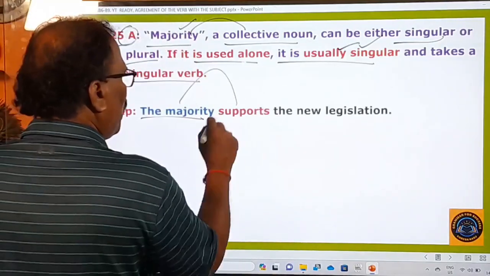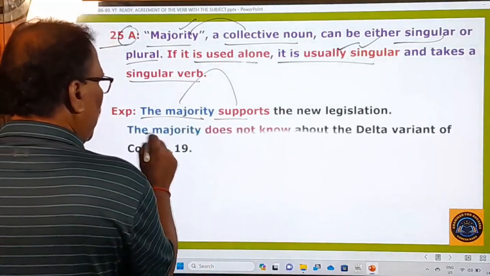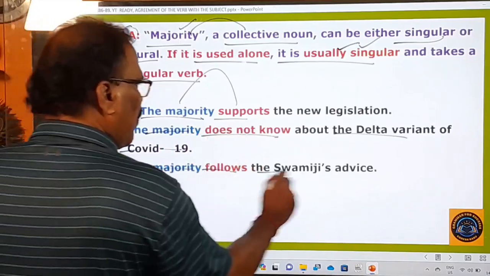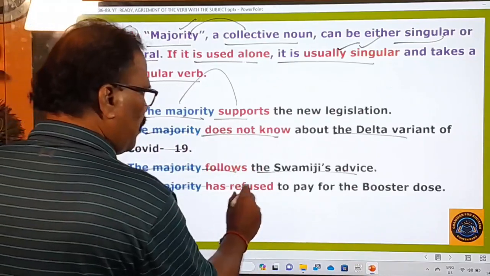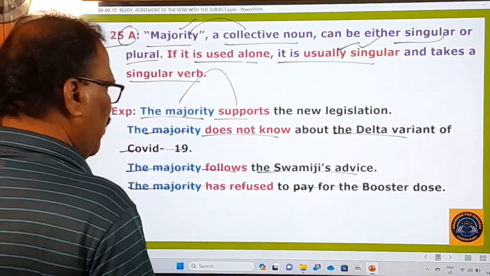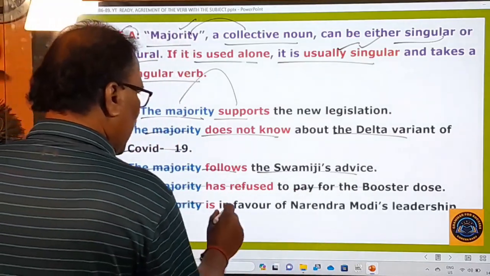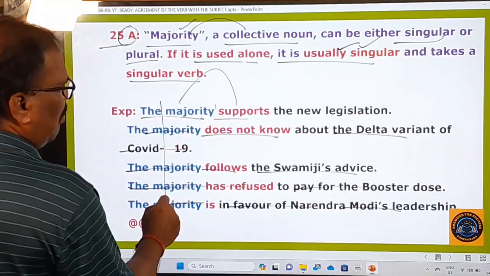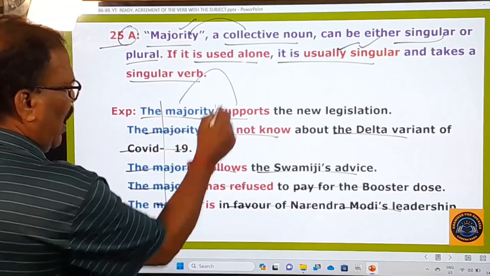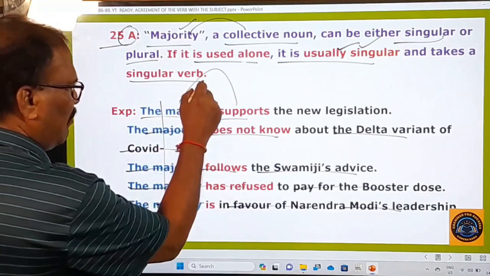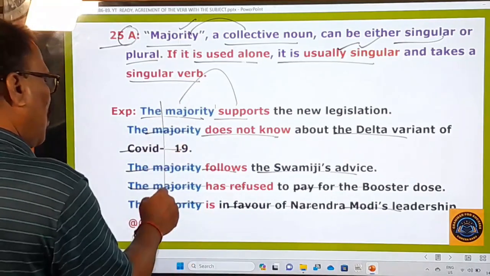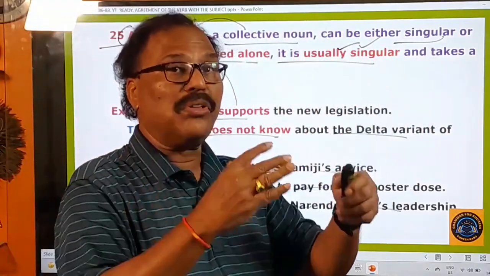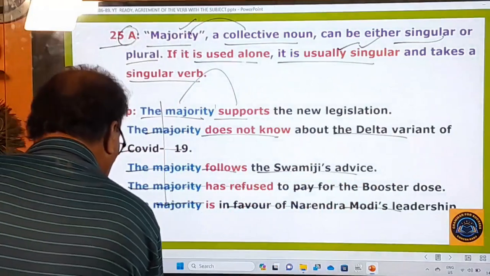The majority supports, singular. Then comes the majority does not know. "Do not" is plural, "does not" is singular, right? The majority follows the Swamiji's advice. The majority has refused to pay for the booster dose. The majority is in favor of Narendra Modi's leadership. So here, these are all singular collective nouns. Majority is a singular collective noun, and therefore it takes a singular verb after that, because it is used all alone. If at all it is used with a plural noun, what will be the rule then? Let us see that in the next slide.